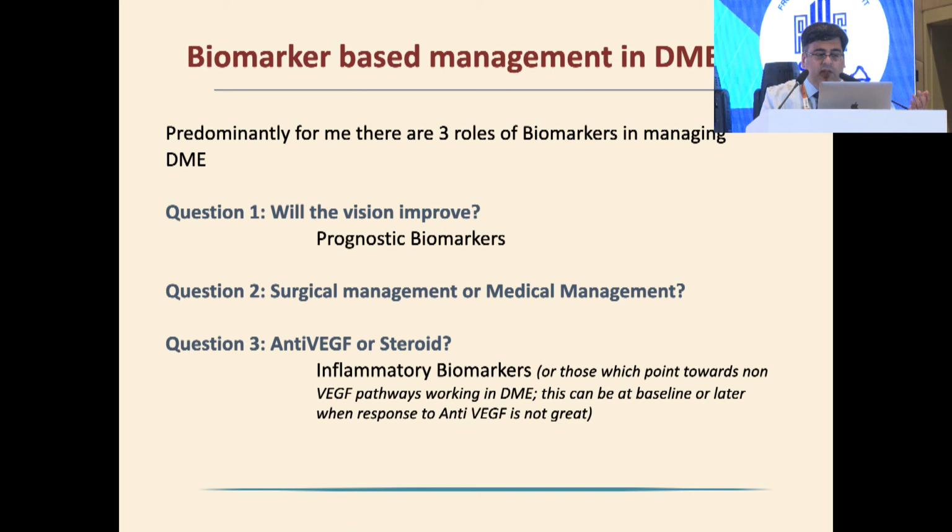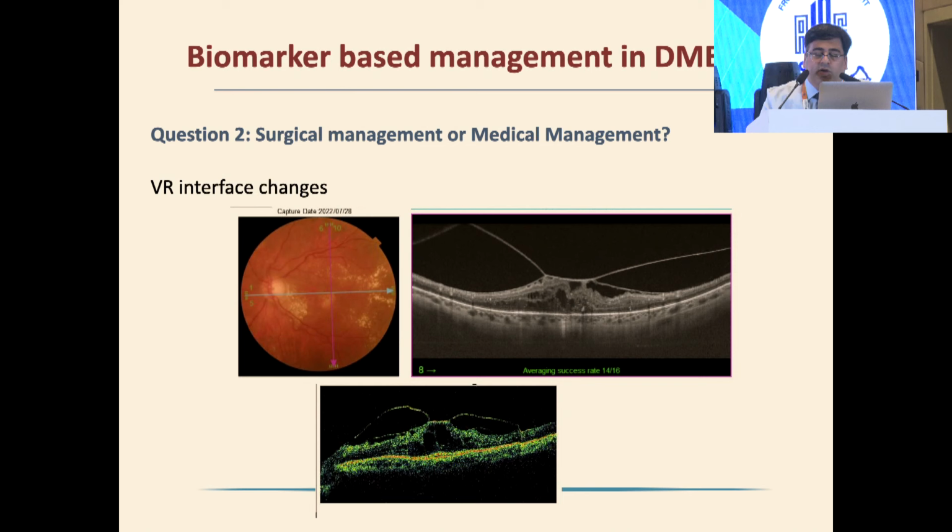I predominantly divide these biomarkers for myself into three kinds, which try to answer three questions. One, will the vision improve, or what are the prognostic biomarkers? Two, do I need surgical management or medical management? And three, the basic question, anti-VEGF versus steroid. Basically, we're trying to find out whether this patient is on an inflammatory pathway more or a VEGF pathway more. Question two is easy to answer. We look at the VR interface on OCT. If I see an obvious traction on the macula, a thick hyaloid or thick membrane, I know this patient is more likely to benefit from a surgical approach rather than medical management.